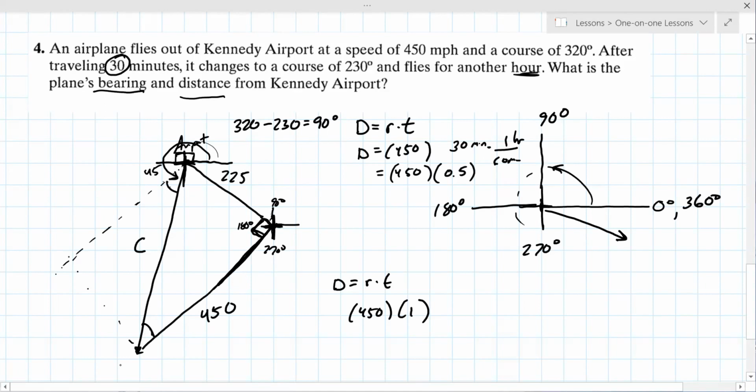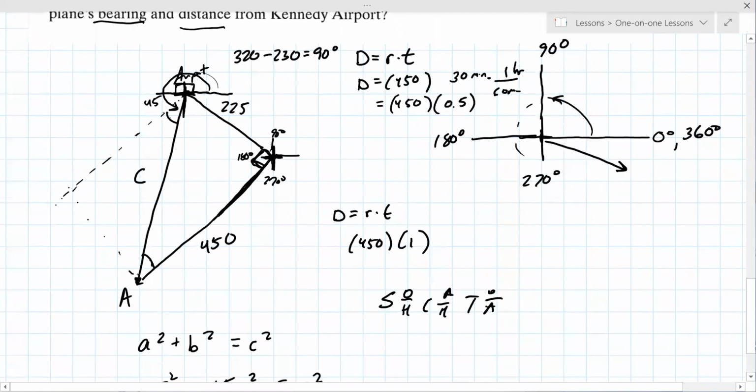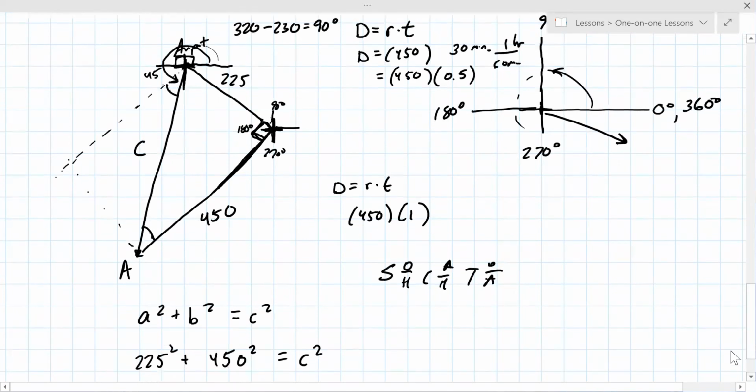We'll call this angle A. So relative to angle A, what is 225 and what is 450? What names would you give those? These are your options: adjacent, hypotenuse, opposite. Relative to angle A, 225 is the opposite, and 450 is next to it, so it's the adjacent. Okay, so the tangent of A equals 225 over 450.